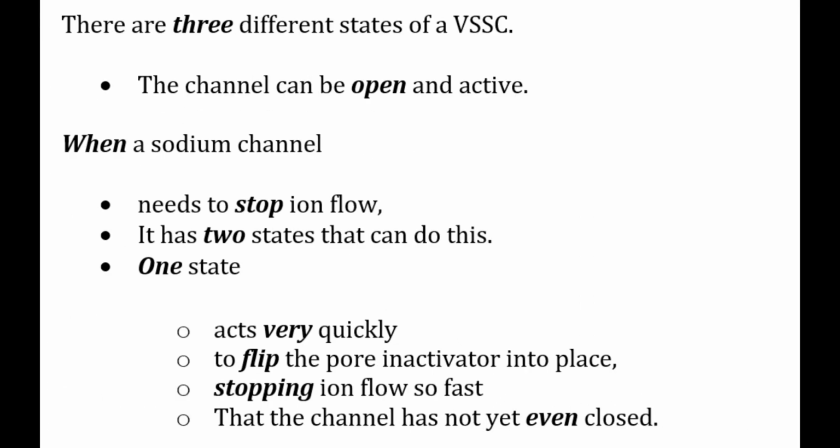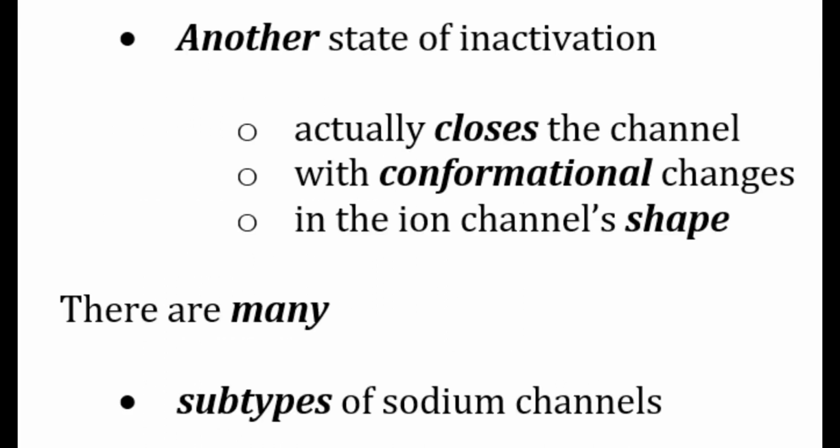There are 3 different states of these sodium channels. The first one is the channel can be open and active. And when a sodium channel needs to stop ion flow, it has 2 states that can do this. One state acts very quickly. It flips the pore inactivator into place, stopping ion flow so fast that the channel has not yet even closed. And the other state of inactivation actually closes the channel with conformational changes in the channel's shape itself.